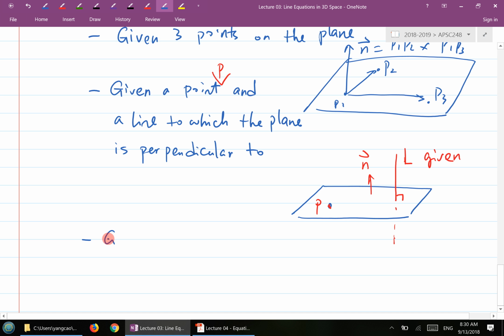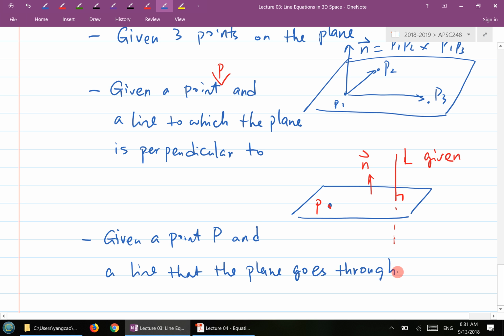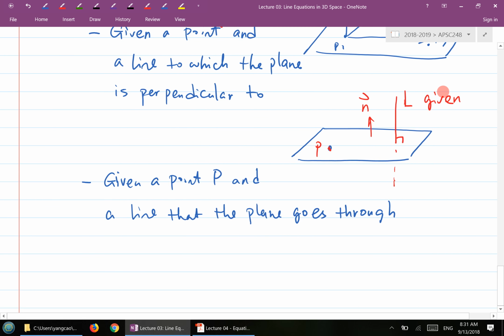Then the last one here is: given a point P and a line that the plane goes through. In this case, we're going to make sure that the point P is not on the line, okay? Otherwise, we won't be able to find this plane equation.